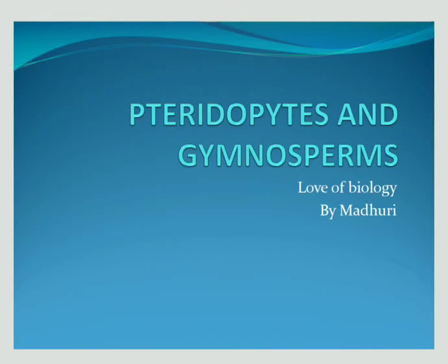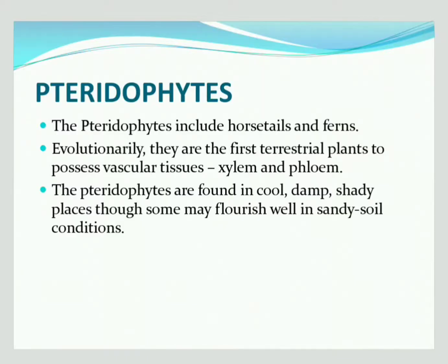Today we are going to discuss pteridophytes and gymnosperms. So here, what are pteridophytes? These are the first land plants, the first terrestrial ones. These include horsetail plants and fern plants.